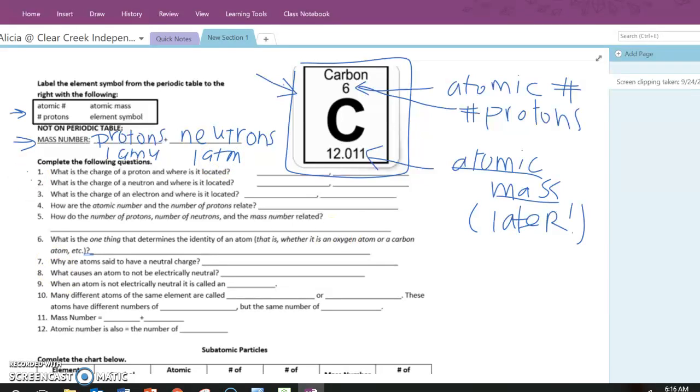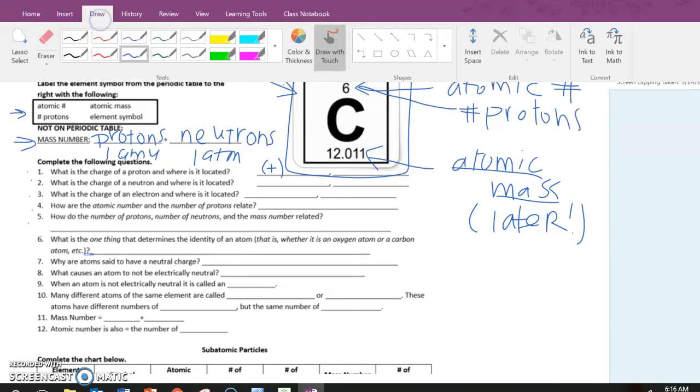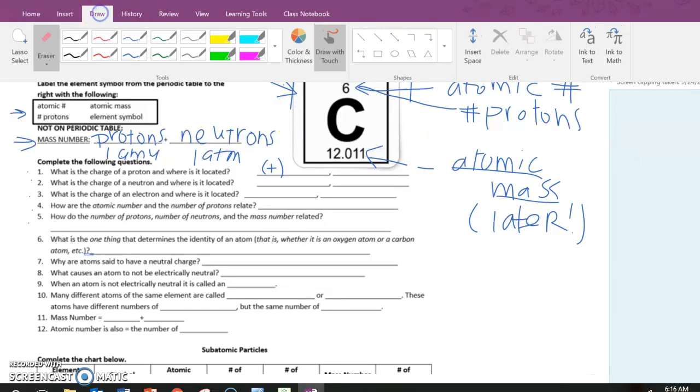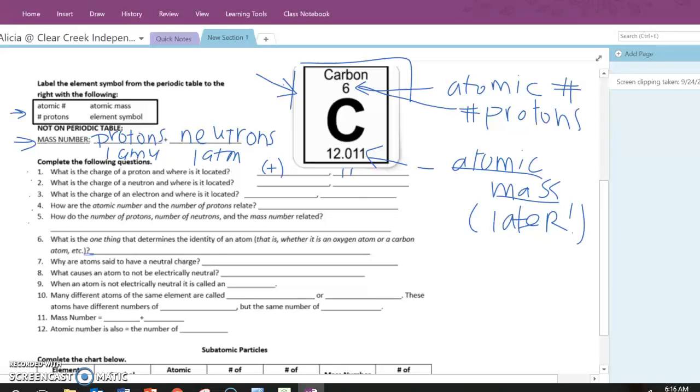So let's answer some of these questions down here at the bottom. The charge of a proton is positive, and it is inside the nucleus. I'm going to erase some of this so I have room. It's inside the nucleus. The charge of a neutron is neutral, so you can just write the number 0. It's also inside the nucleus.